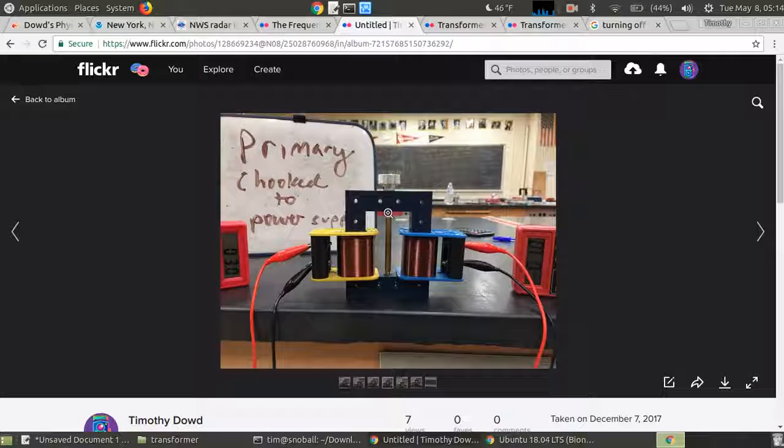Transformers also can be used to lower voltages. So this blue coil has half as many turns as our input coil. So we'd expect our 3 volts to drop to 1.5. It drops to about 1. This is important if you have an American device and you want to take it overseas. You have to be able to lower the voltage so it would work with our device.